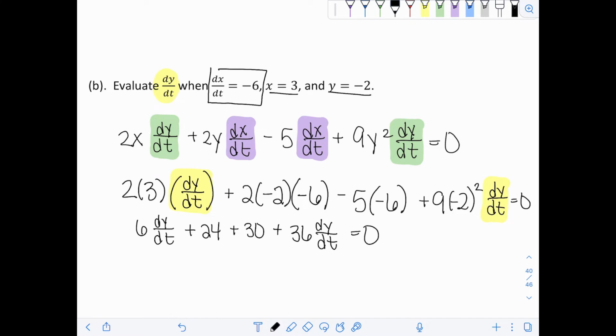And then I'm going to go ahead and keep simplifying here. We've got some like terms. So the 30 and the 24 we could combine together, as well as the 6 dy/dt and the 36 dy/dt. And at this point we're really close to solving for dy/dt. We can just go ahead and subtract both sides by 54 and then divide by 42.